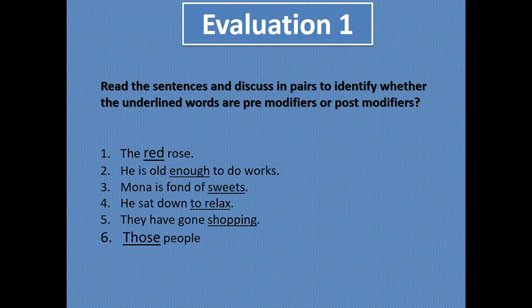Evaluation. Now read the sentence and discuss in pairs to identify whether the underlined words are pre-modifiers or post-modifiers. The red rose. Is this pre or post? Red is an adjective used before noun. So that is a pre-modifier. He is old enough to do works. Mona is fond of sweets. He sat down to relax. They have gone shopping. Those people. Try to find out this, and I shall ask you the questions this, and this is for your home task.